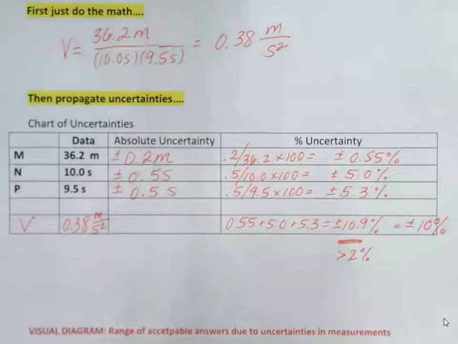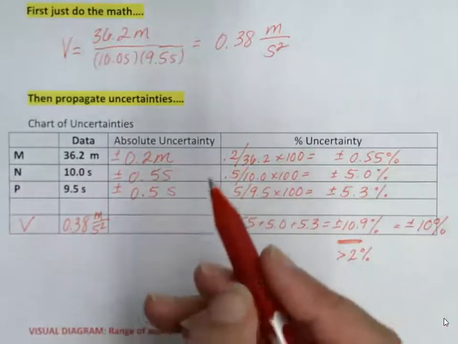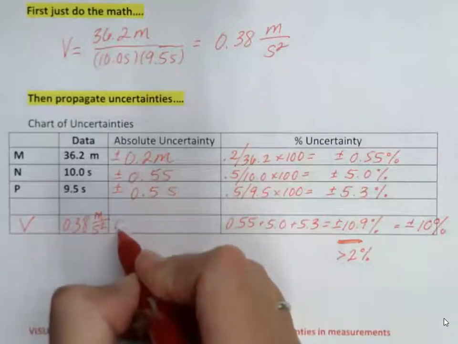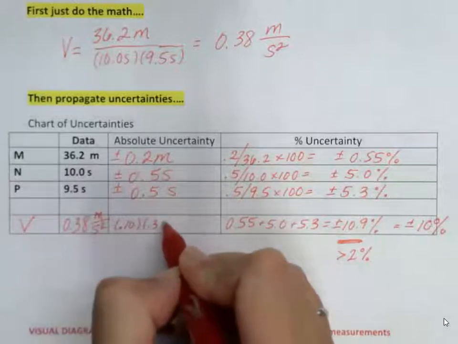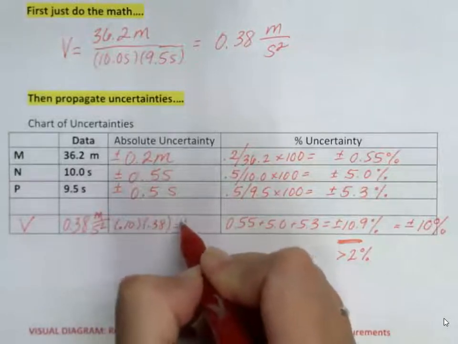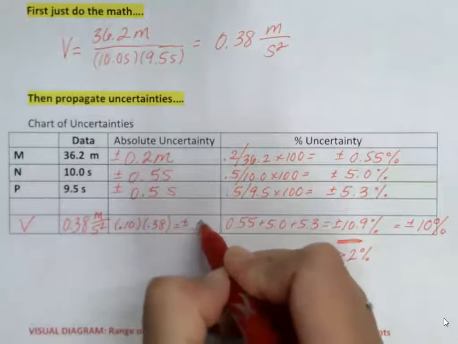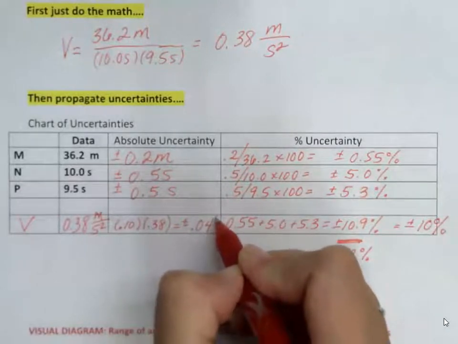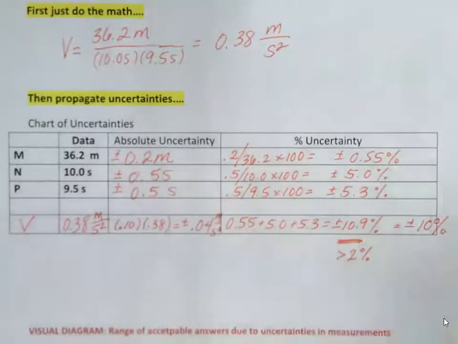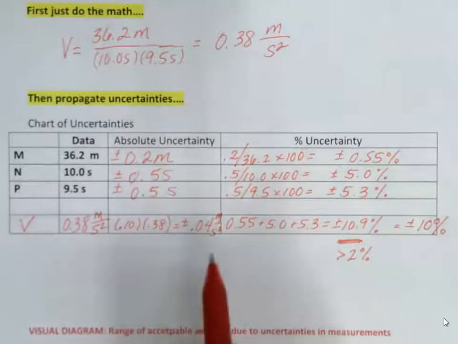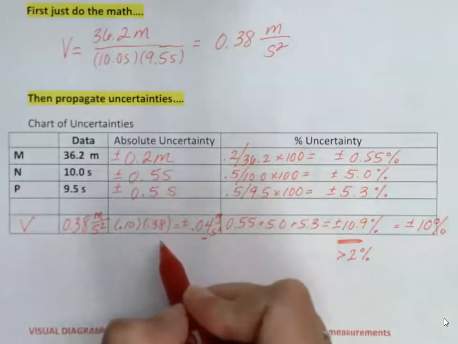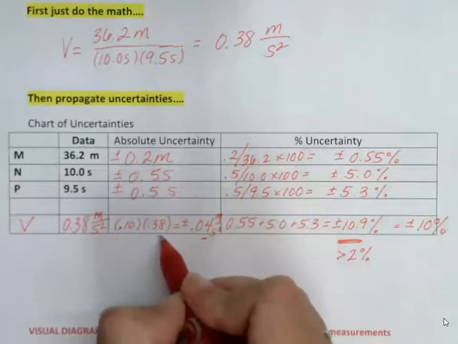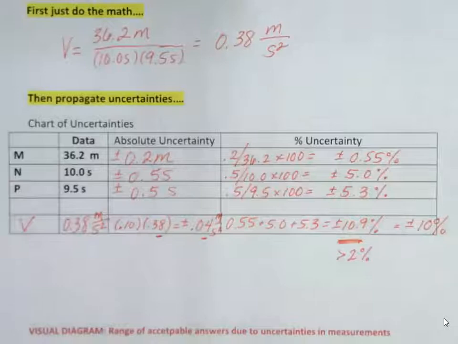Then to calculate the absolute uncertainty, I'm going to do 10% times my value, 0.38, and I'm going to get plus or minus 0.04 meters per second squared. The reason why I'm only going to the hundredths place here with 1 sig fig is because I'm going to have to add that to my value 0.38, which only goes to the hundredths place as well.